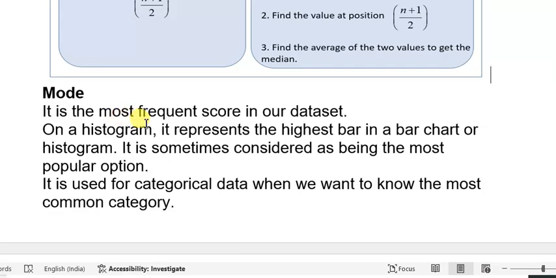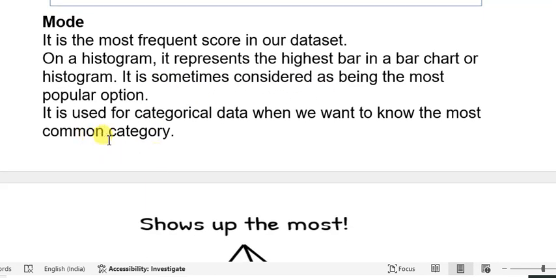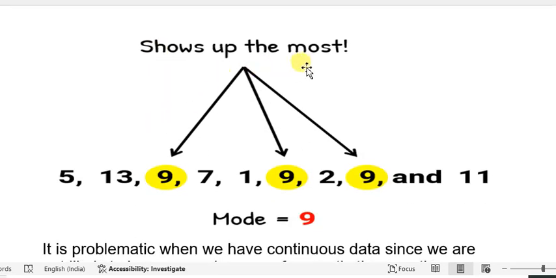Mode. It is the most frequent score in our data set. On a histogram, it represents the highest bar in the bar chart or histogram. It is sometimes considered the most popular option. It is used for categorical data when we want to know the most common category. For example, in the values 13, 9, 7, 1, 9, 2, 9 and 11, the mode is equal to 9.